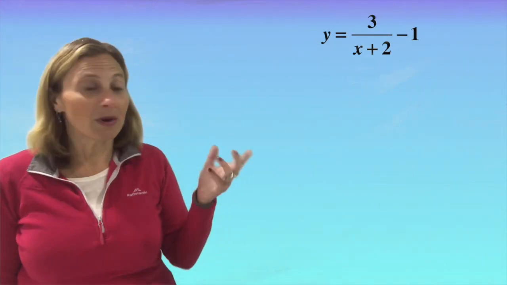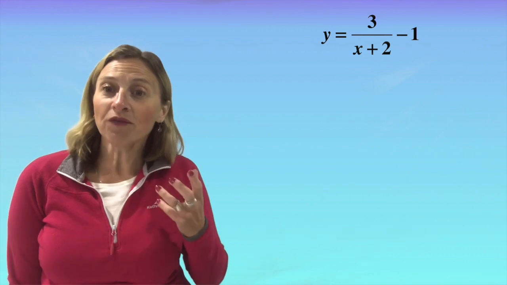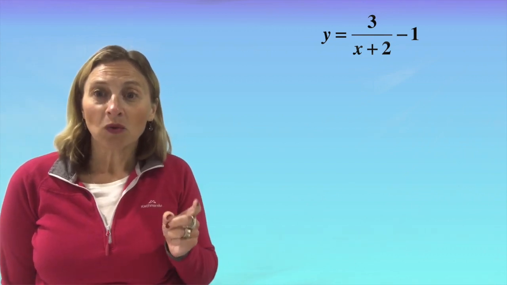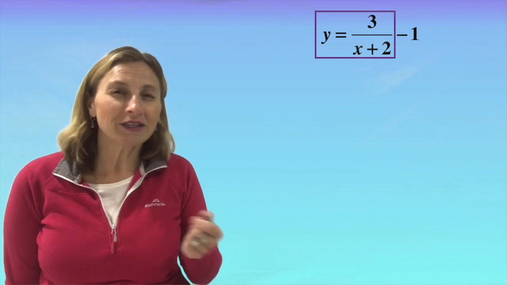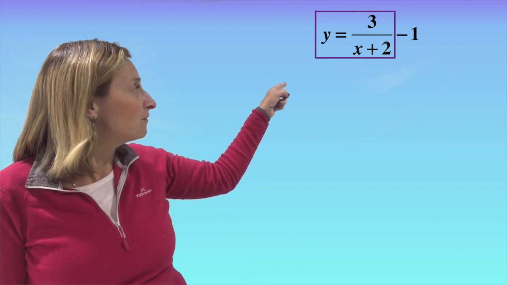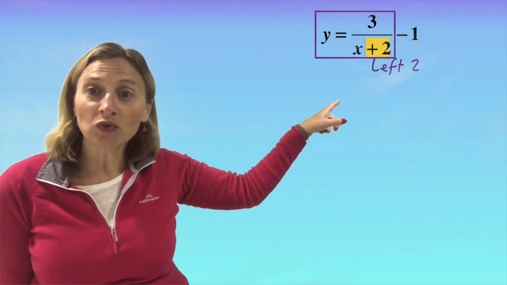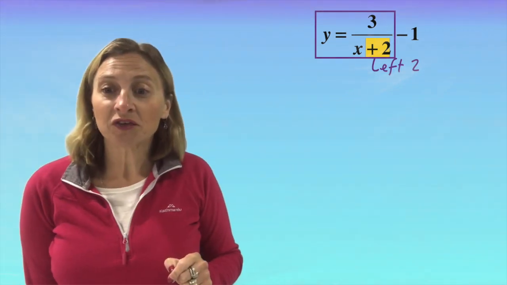Let's take a look at this one. Y equals 3 over x plus 2, minus 1. So what have we got this time? This time, we have our basic curve y equals 3 over x plus 2. What does that tell us? Remember, that tells us that the actual graph is going to move plus 2 to the left. Good. Our graph goes left 2.